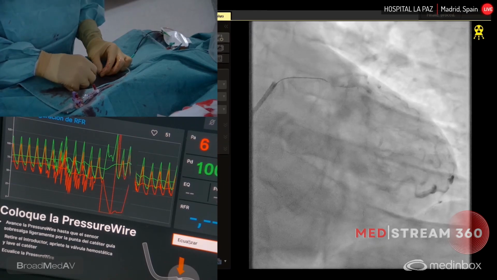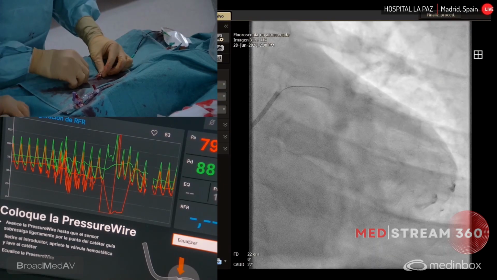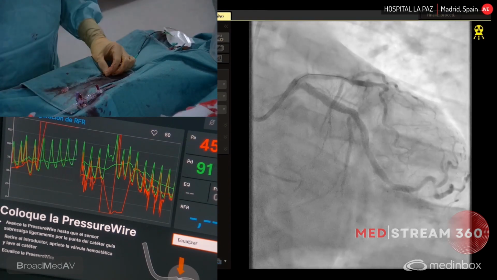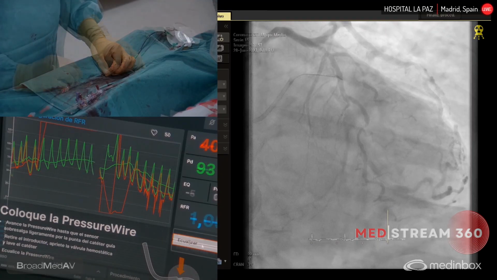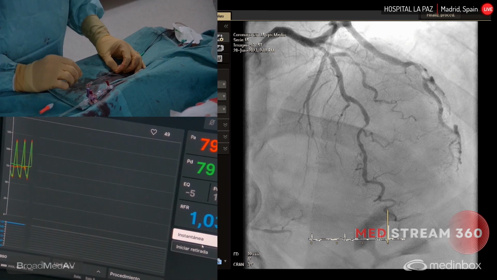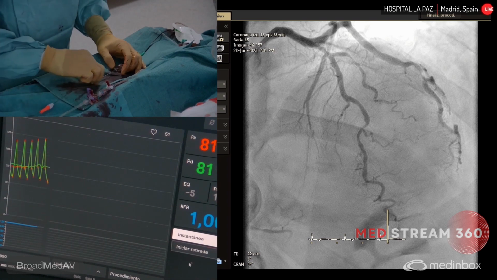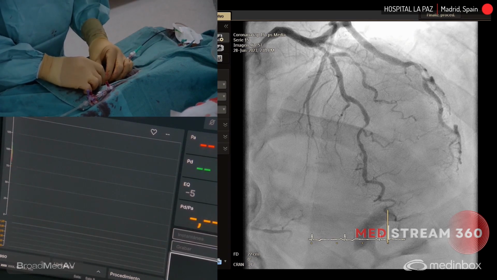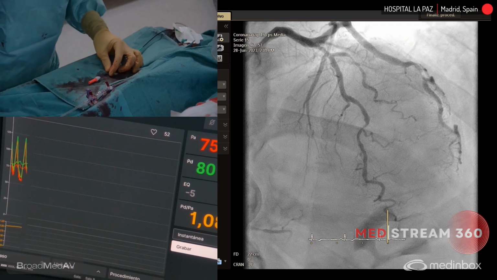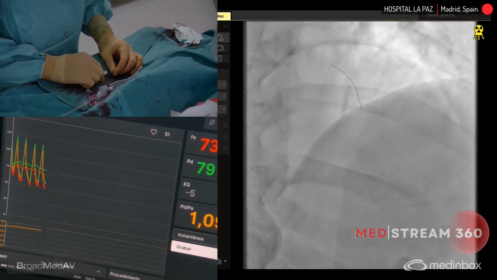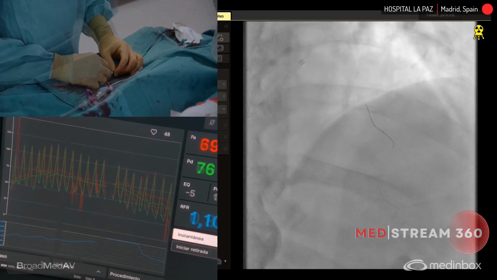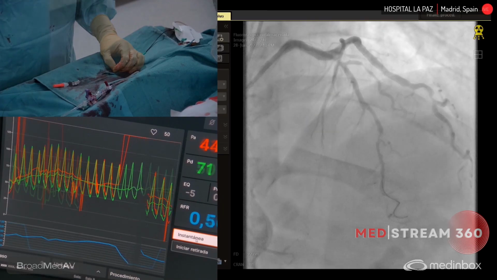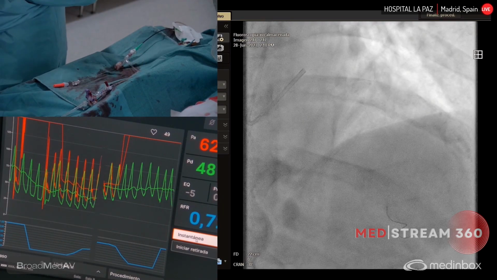Test, please. Okay, I am selectively in the LAD, probably. Okay. We're going to equalize. Okay, done. So in this study, you need to perform FFR. We are also doing RFR just for curiosity. So we have advanced the wire distal to this lesion. Saline, please. So we're going to wait a little bit to measure the RFR.